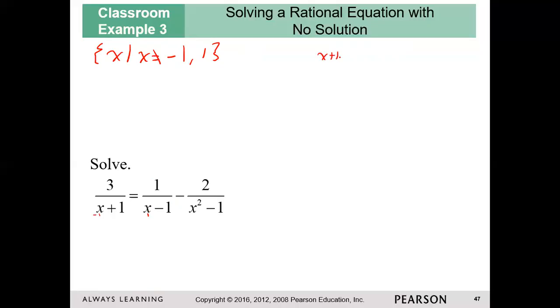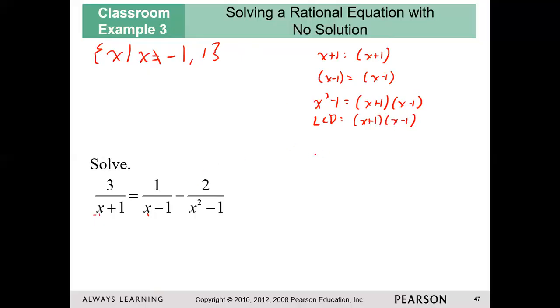So LCD is x plus 1, and when we factor that, we get x plus 1. We have x minus 1. When we factor that, we get x minus 1. When we have x squared minus 1, when we factor that, we get x plus 1, x minus 1, which again is exactly what this is right here, the product of those 2. So that's a beautiful thing for us. So the LCD is x plus 1, x minus 1.